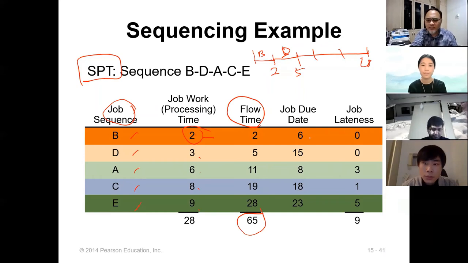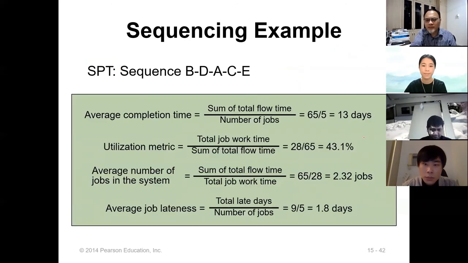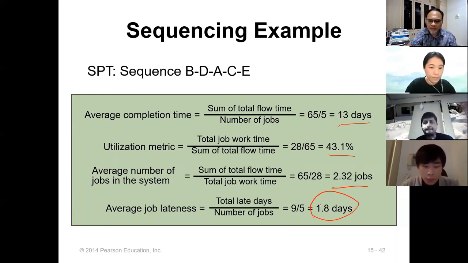Now we look at the job lateness. So no lateness, 3 days late, 1 day late, 5 days late, a total of 9 days late. So you measure that, you get an average completion time of 13 days, a higher utilization of 43%, average number of jobs in the system 2.32, almost similar, but you have a lower average job lateness of 1.8 days. Just now it was 2.2, if I'm not mistaken. So this is the shortest processing time sequence, which is B, D, A, C, E.